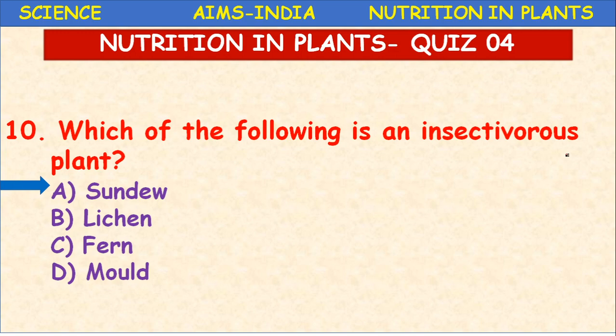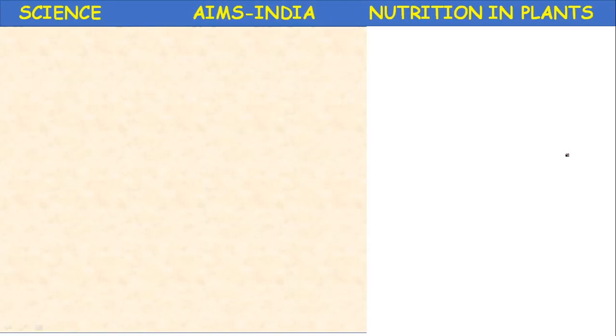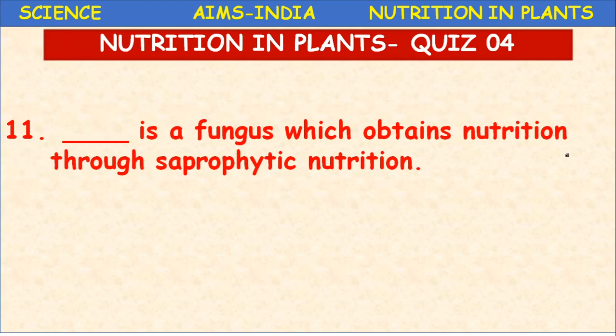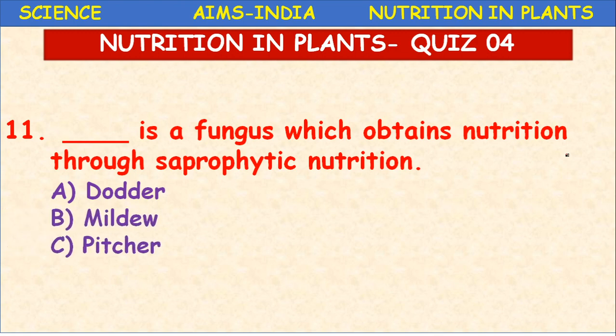Next, dash is a fungus which obtains nutrition through saprophytic nutrition. Dodder, mildew, pitcher, Venus flytrap. Okay, pitcher, Venus flytrap, they are insectivorous plants. So here the question is fungus which obtains nutrition by saprophytic nutrition. Okay, what is the correct answer? Mildew. Okay, dodder is a parasitic plant.